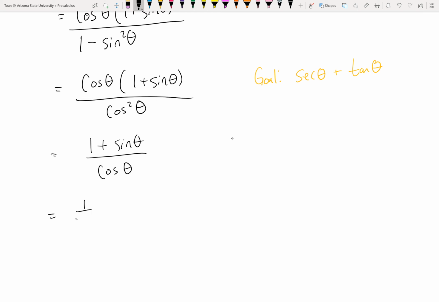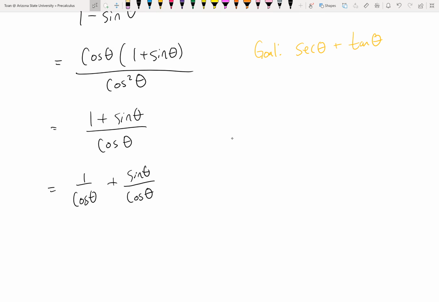So that gives us 1 over cosine theta plus sine theta over cosine theta. And lo and behold, that gives us exactly what we want. 1 over cosine is secant. Sine over cosine is tangent, which is the right-hand side. We are done.